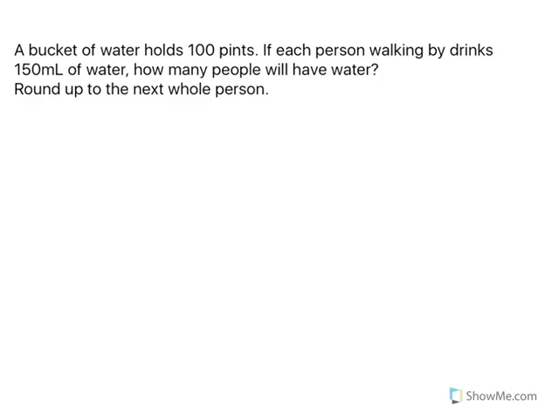A bucket of water holds 100 pints. If each person walking by drinks 150 milliliters of water, how many people will have water? Round up to the next whole person.